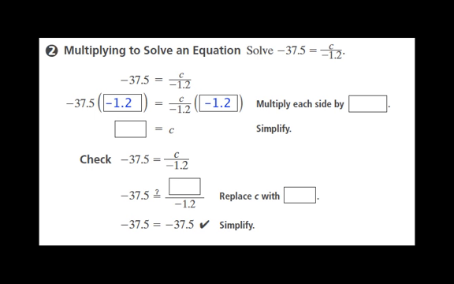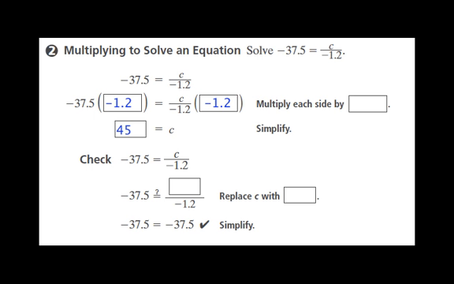When we multiply, be sure to write it up beside the fraction and beside the other number. It doesn't get written underneath. And our best bet is to put them in parentheses. You can use dots, but parentheses is probably a better route to go, especially since we're dealing with decimals in our problem. On the left-hand side, negative 37.5 times negative 1.2 equals 45. On the right-hand side, the negative 1.2's cancel each other out, and you're left with c. So our solution is 45 equals c.